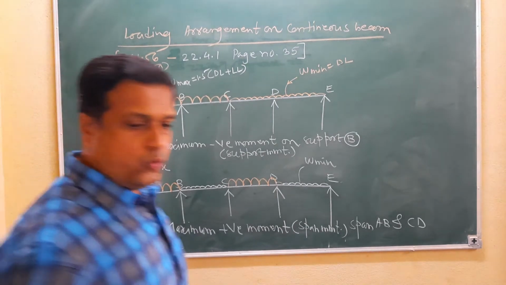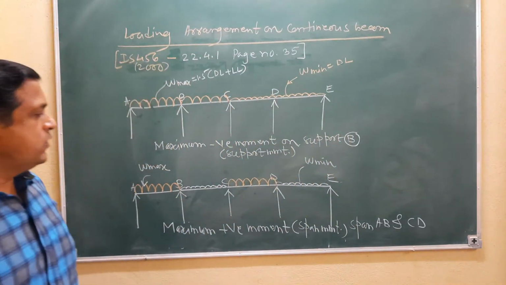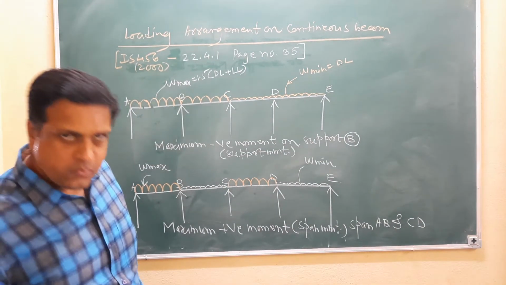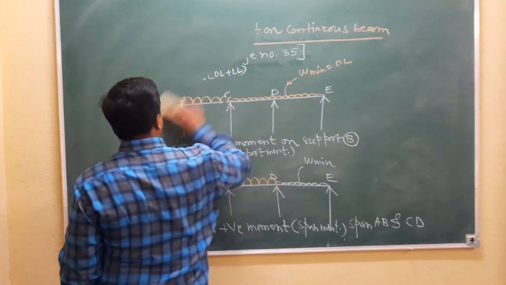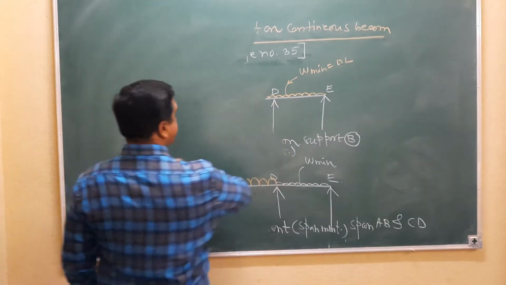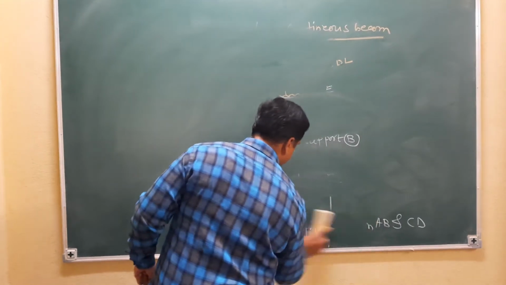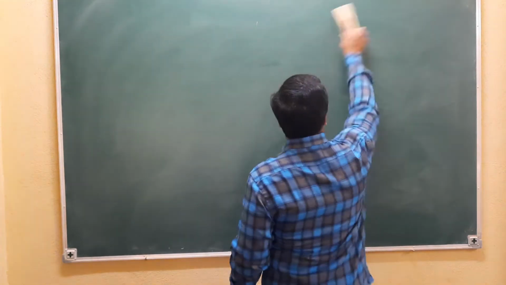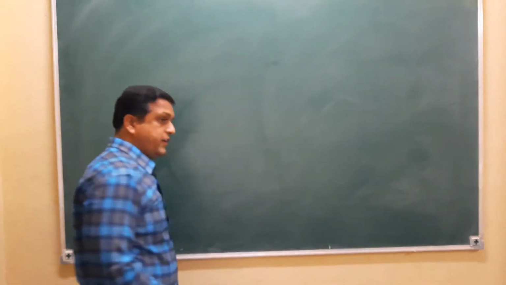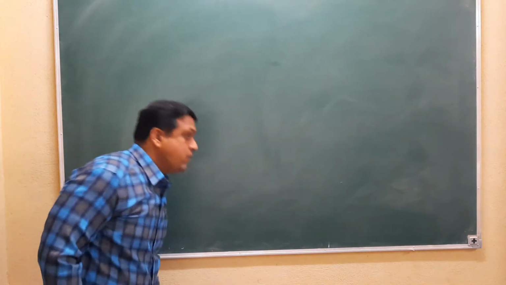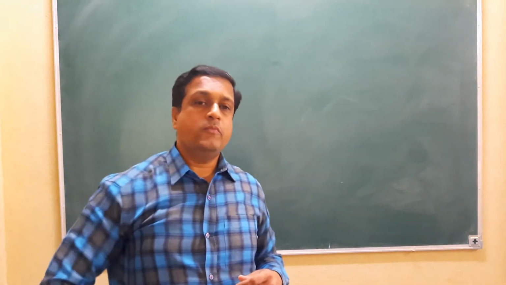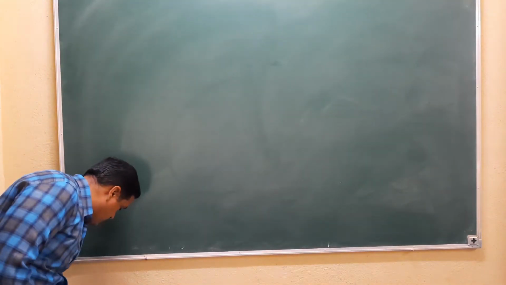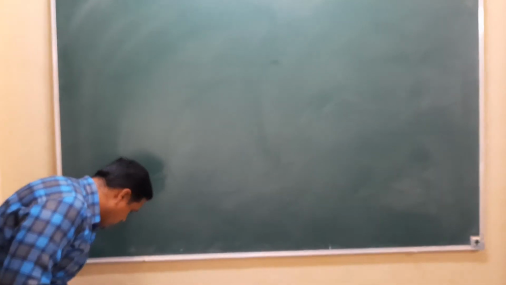Now I want to move towards the next theoretical part of this unit, which is redistribution of moment. I will explain it. What exactly is the redistribution of moment? What is the need of redistribution of a moment? What are the advantages of redistribution of a moment? And what is exactly the meaning of redistribution of moment? I will tell you.